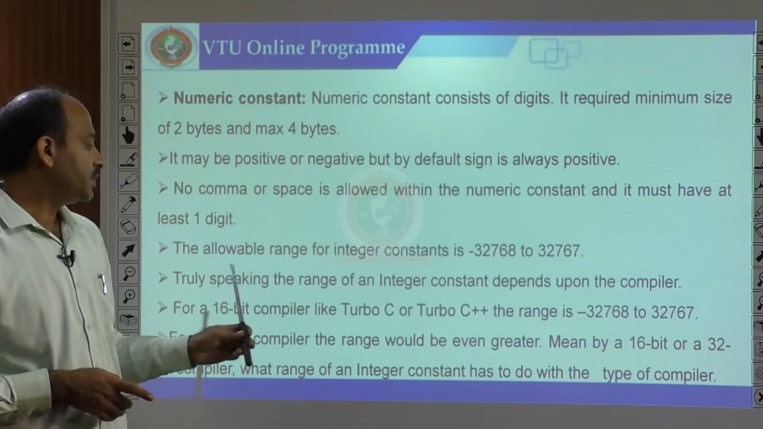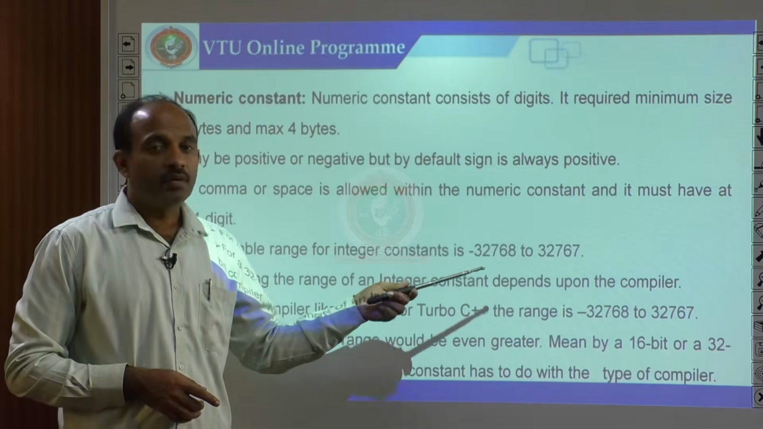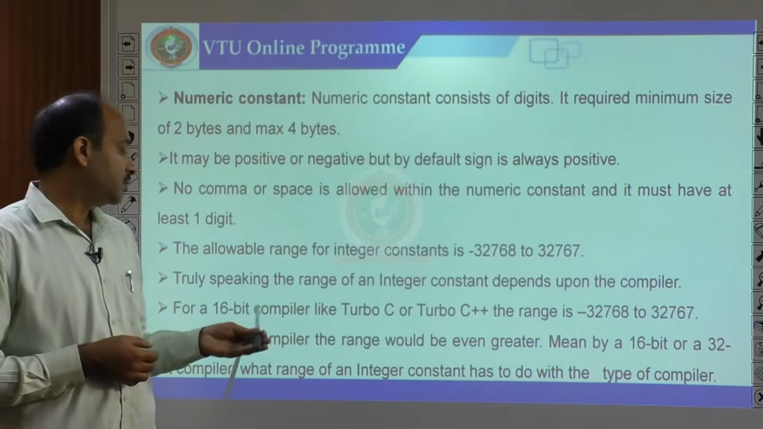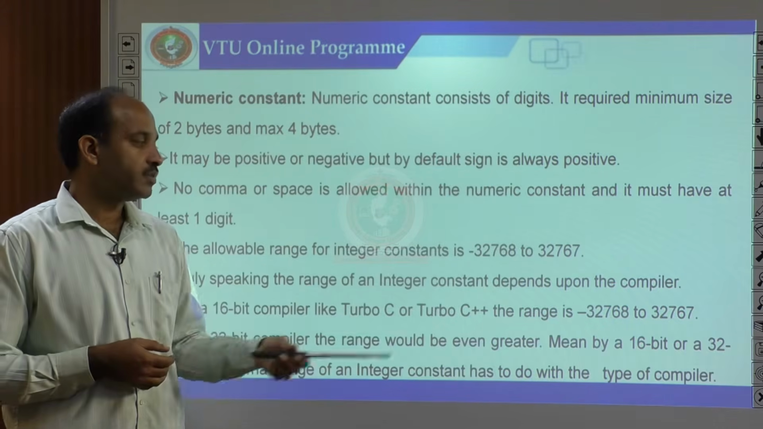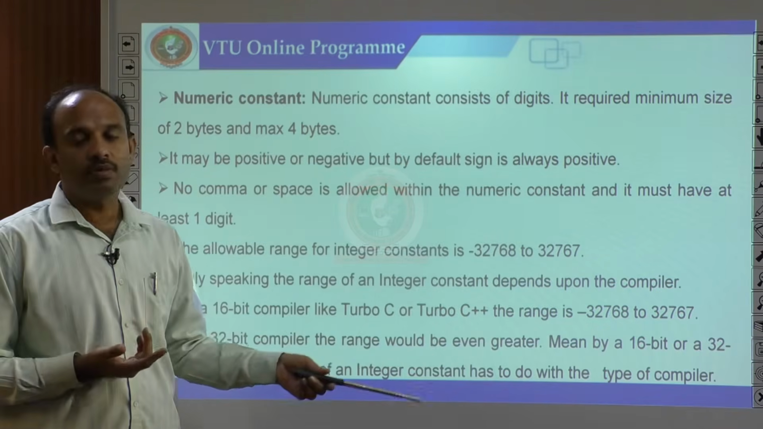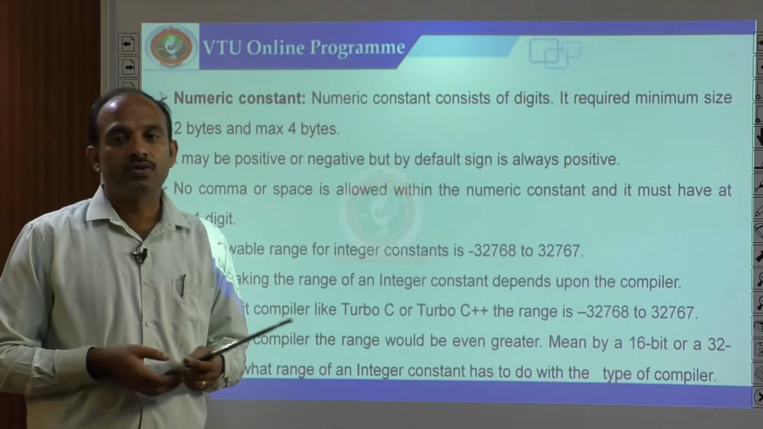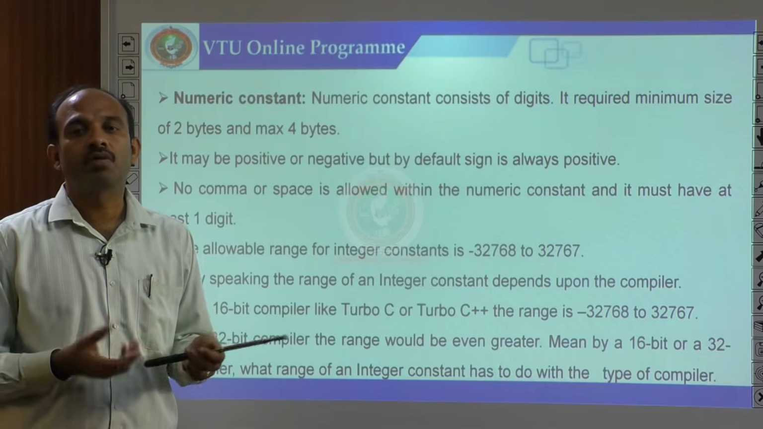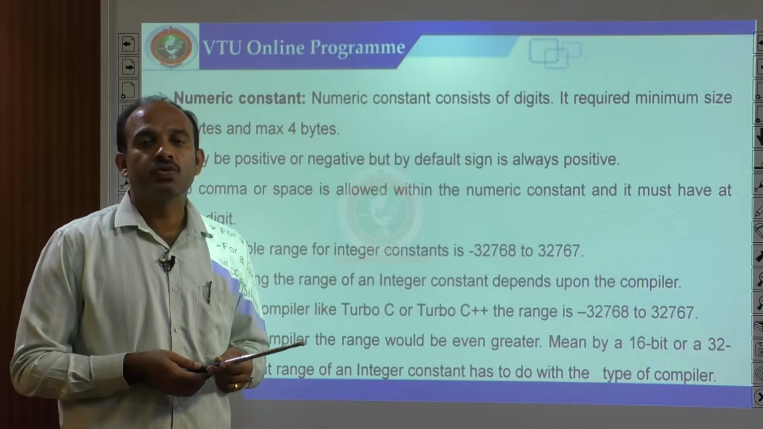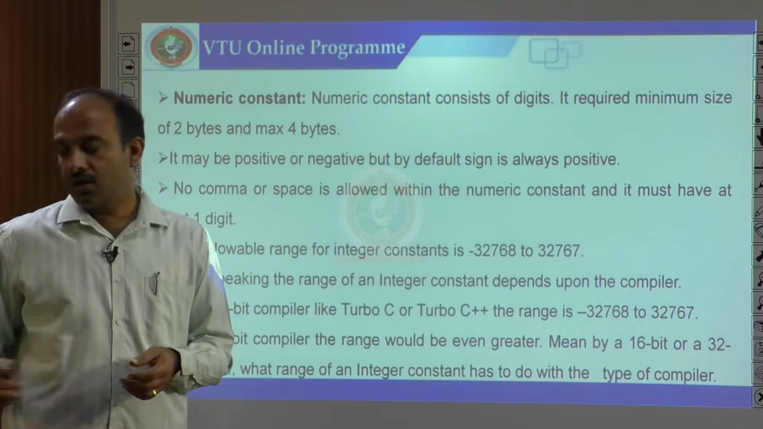Truly speaking, the range of an integer always depends on the compiler. This may not always hold, because it depends on which compiler you are using. For a 16-bit compiler like Turbo C or C++, the range is this. If it is a 32-bit compiler, the range would be more, greater than what we have seen, which is for 16-bit. So the range of an integer constant has to do with the type of compiler you are using, and based on that the range is defined.